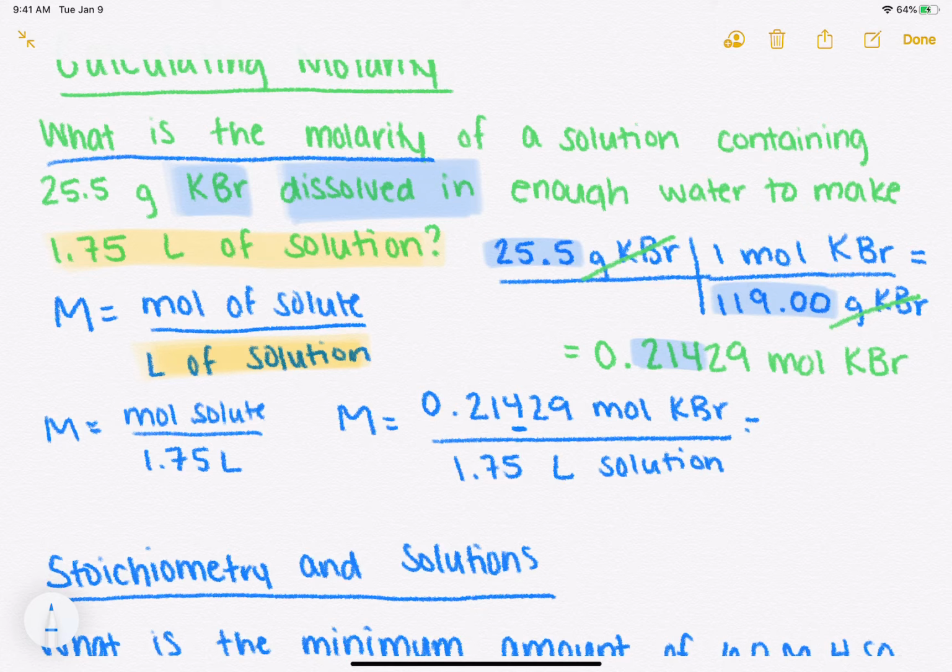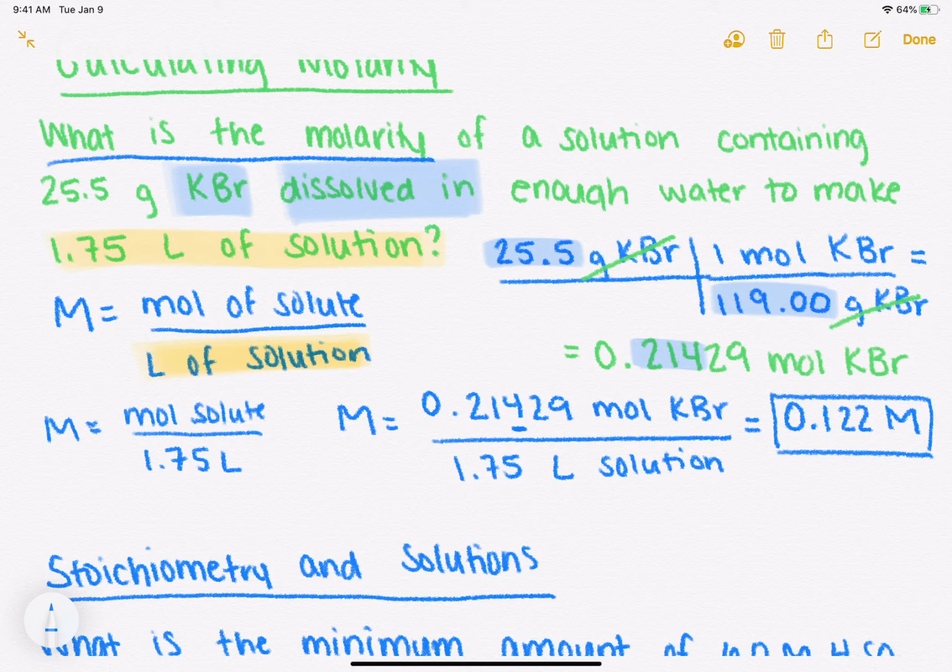So you can pause the video for a moment to solve that on your calculator. And you should get, with the proper significant figures, that your answer is 0.122 molar. So that's how you find molarity.